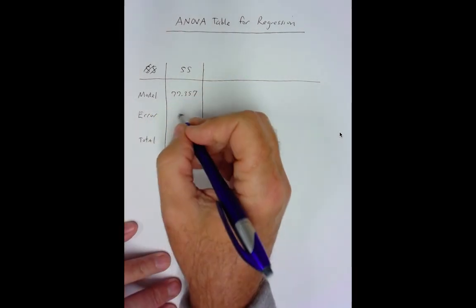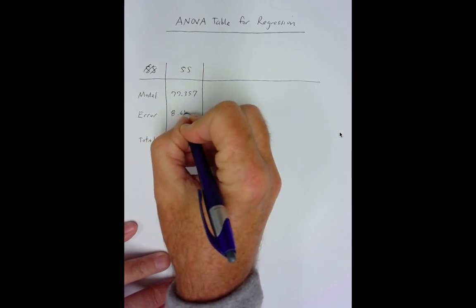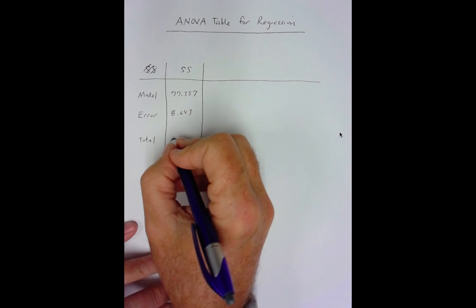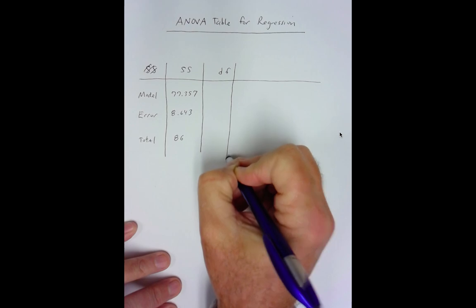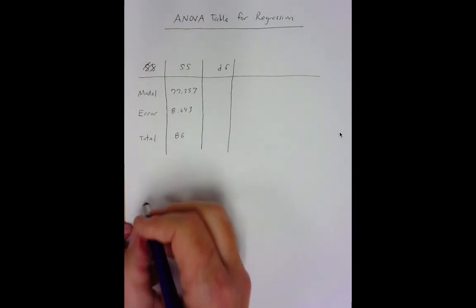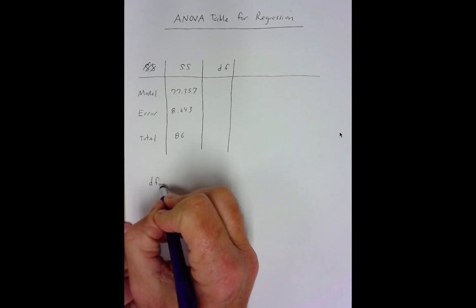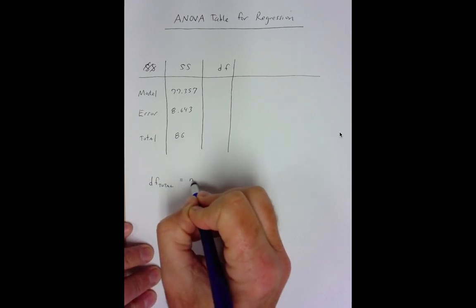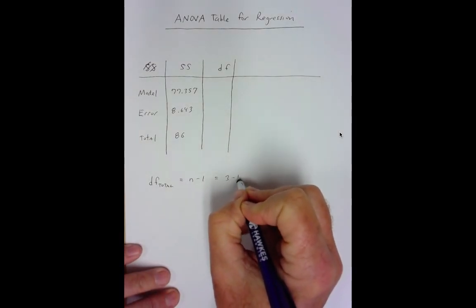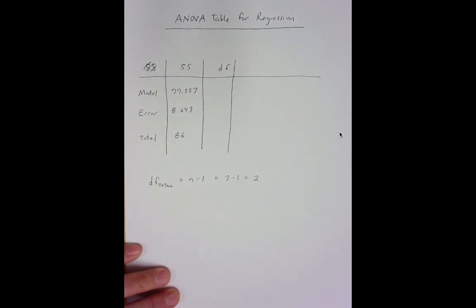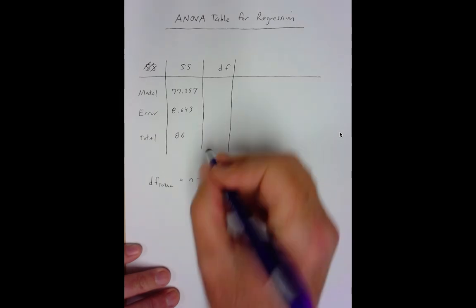Our error is 8.643. And our total was 86. The next thing we get into are degrees of freedom. Well, guys, our degrees of freedom for the total is just n minus 1. In this case, we only had 3 values, so the degrees of freedom for the total is equal to 2.